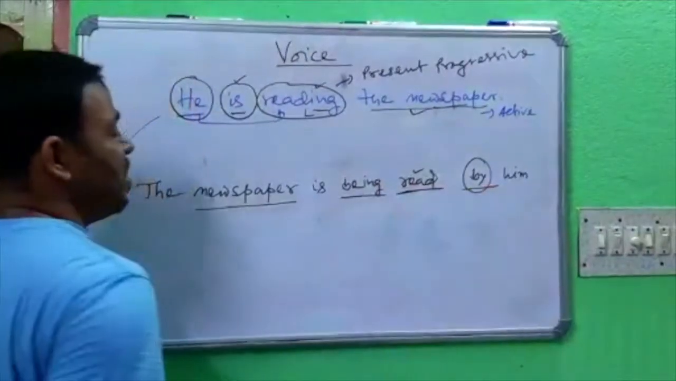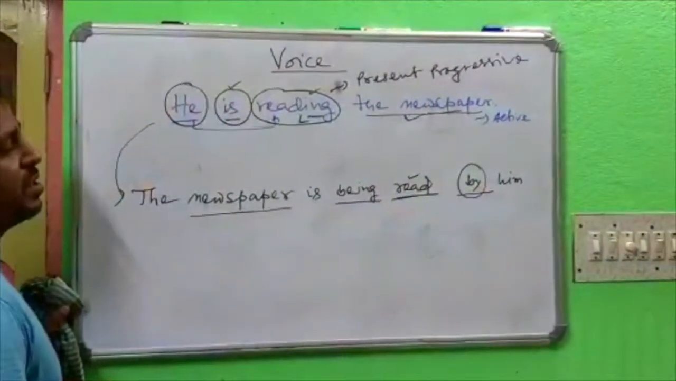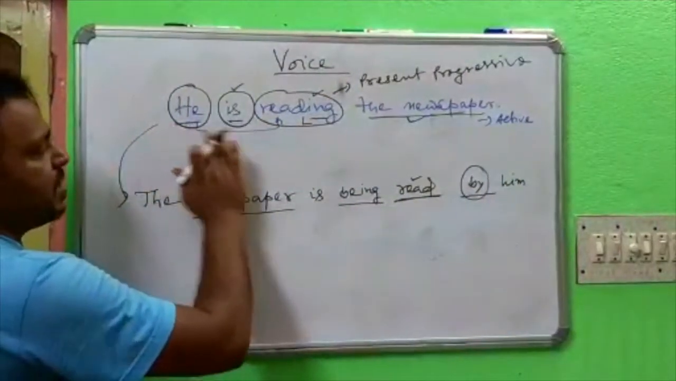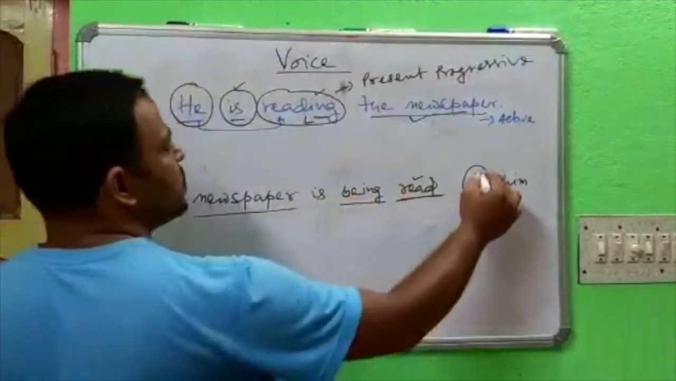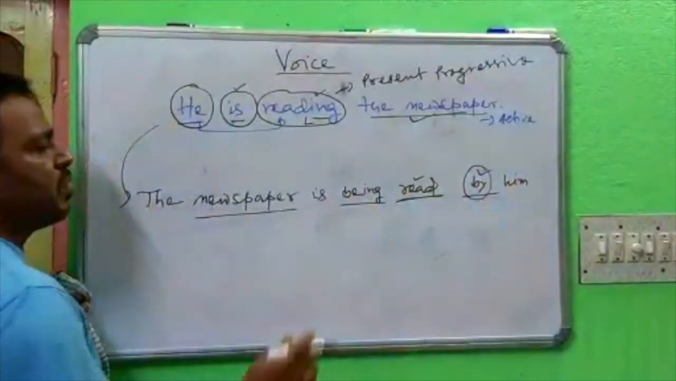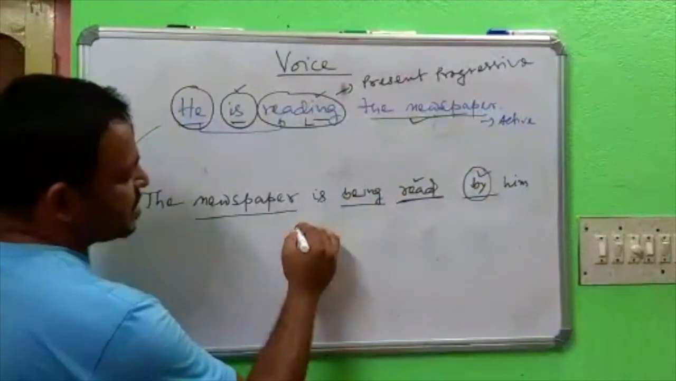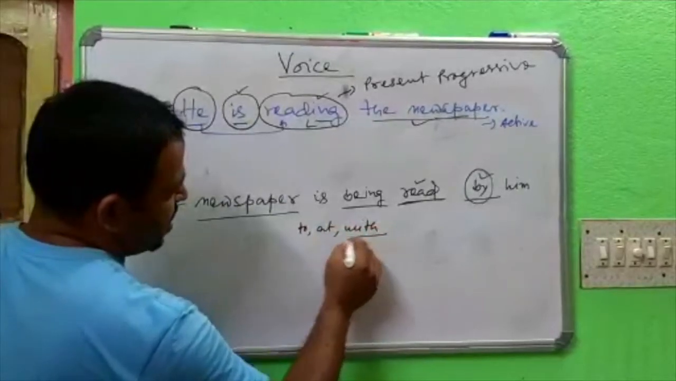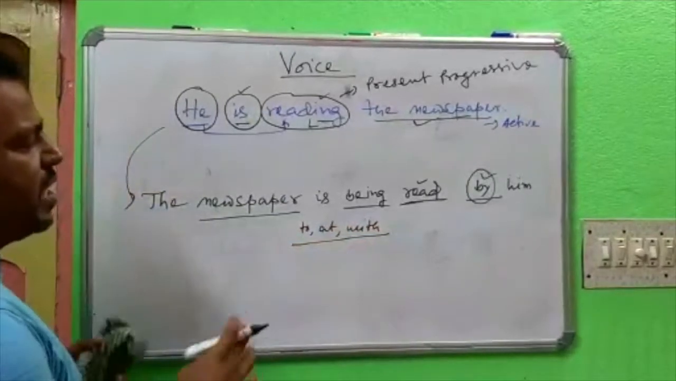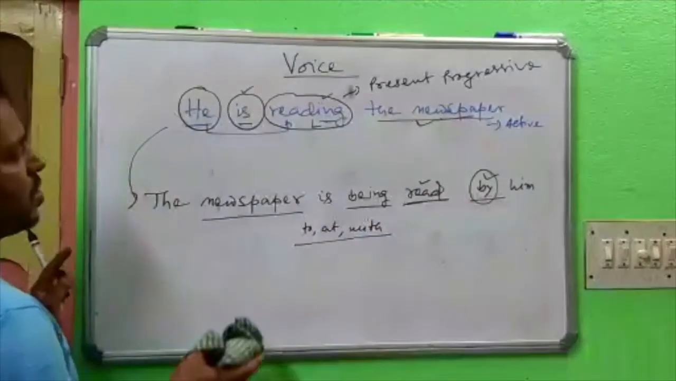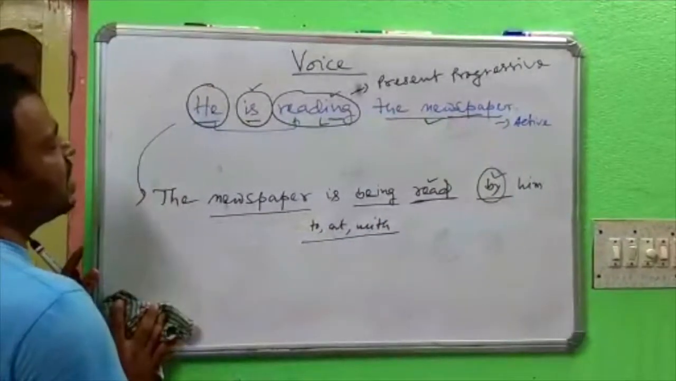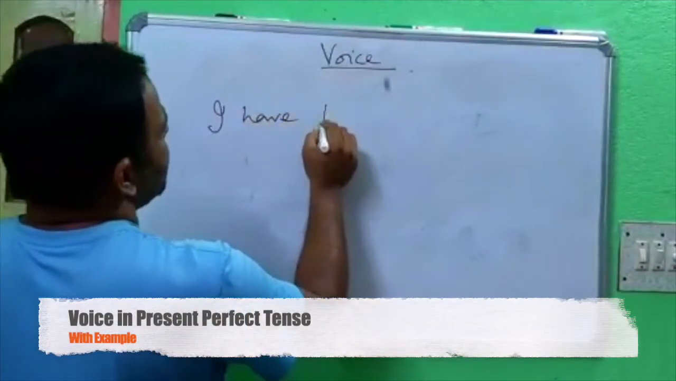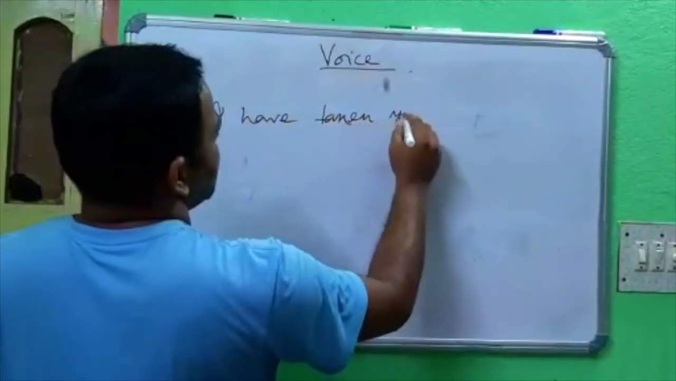In passive voice, generally the object takes a preposition when the subject becomes an object. It should be used frequently by, but without by, prepositions like to, at, with, etc. are used. I'll cite some examples with these sorts of prepositions. Let's come to the present perfect tense. I have taken your pen.